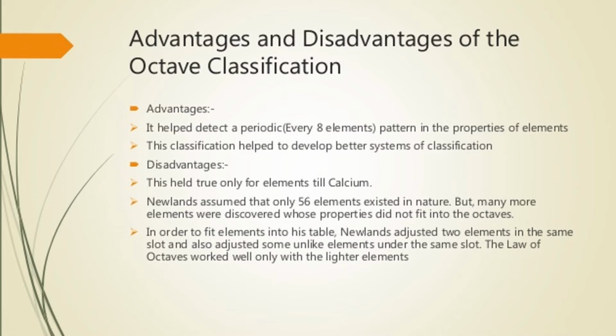Disadvantages. This held only true for elements till calcium. Newlands assumed that only 56 elements existed in nature, but many more elements were discovered whose properties did not fit into octaves. In order to fit elements into his table, Newlands placed 2 elements in the same slot and also placed some unlike elements under the same slot. The law of octaves worked well only with lighter elements.